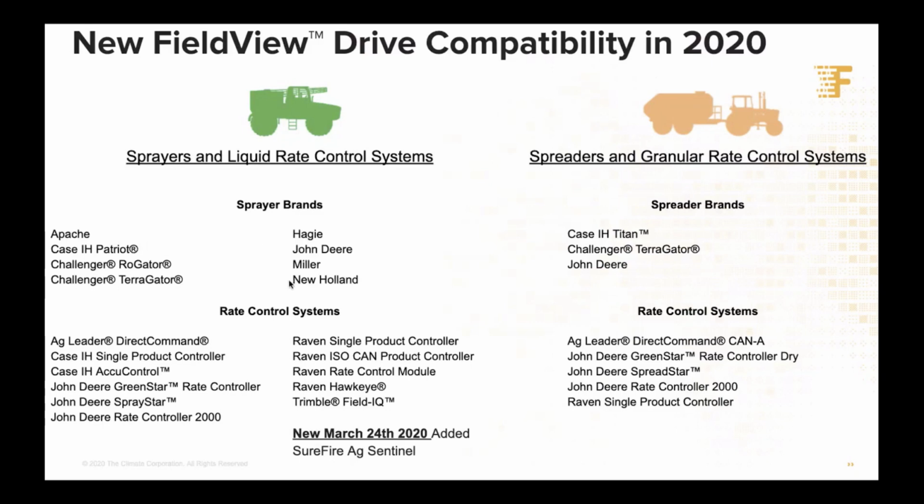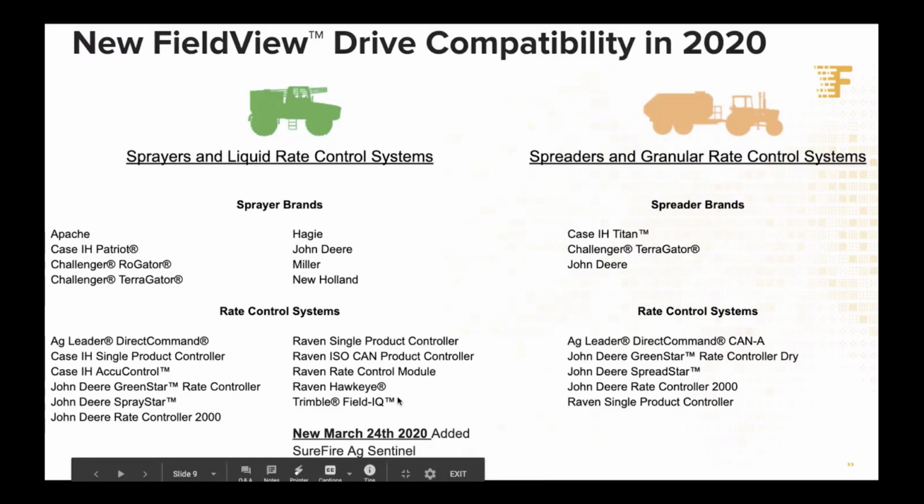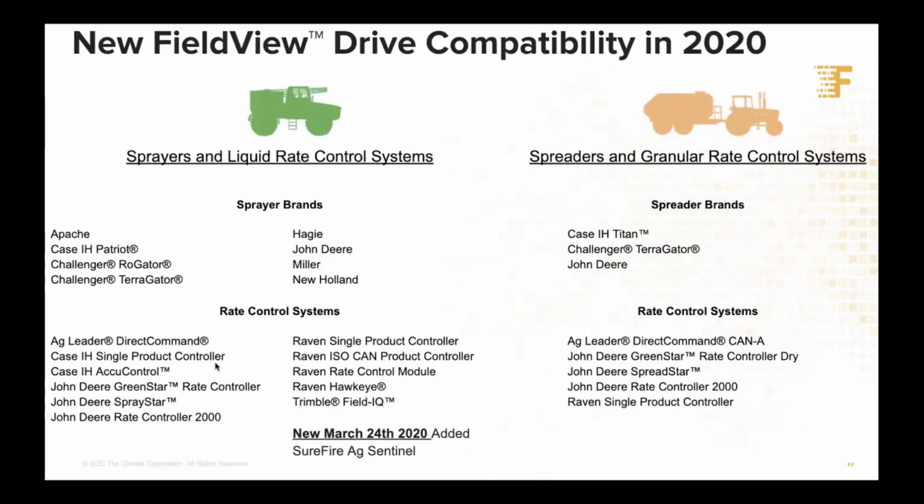And what that really means is the application side is pretty diverse in terms of the rate control systems we support. So there's Ag Leader Direct Command that we support on the application side. There is Raven. So a lot of the retail fleet runs Raven technology there from a retailer standpoint or dealer standpoint. A lot of those are supported today. Trimble Field IQ is one that has come on board and has been a popular option, especially as you look at some of the Case IH stuff. So Case IH, John Deere, we know those already, and those are supported.